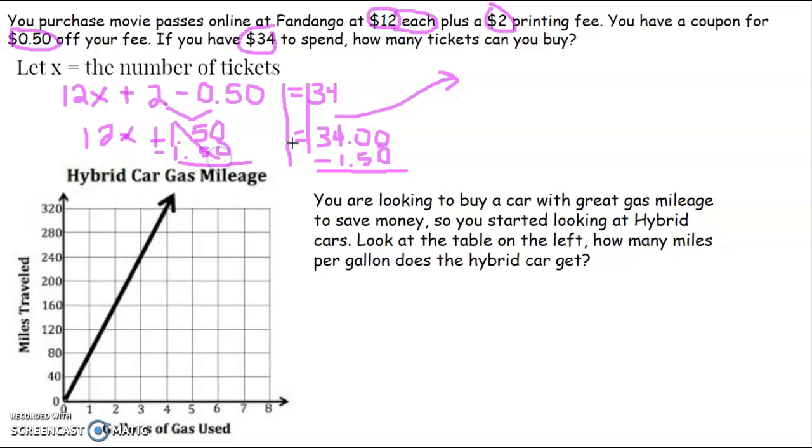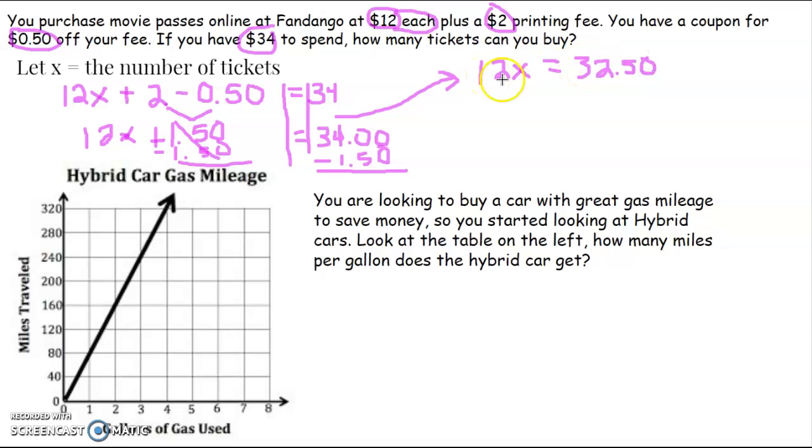This side cancels out or zeroes out. I'm left with 12x on the left side. And that equals 34 minus $1.50 is $32.50. And remember, you can always use your calculator if needed.